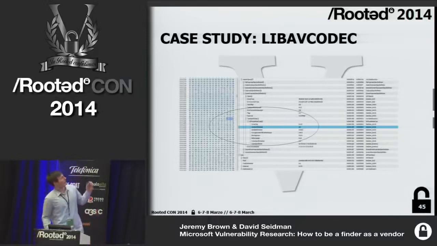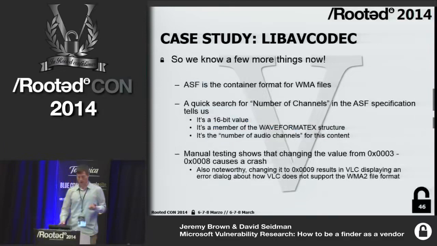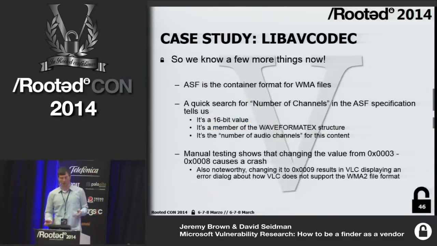So again, not sure how much you can see this, but there's a value. We figured out it was the ASF format. It's a container in WMA files, and it was actually changing the number of channels, which tells us it's a 16-bit value. It's a member of the WAVEFORMATEX structure, and the number of audio channels for this content.